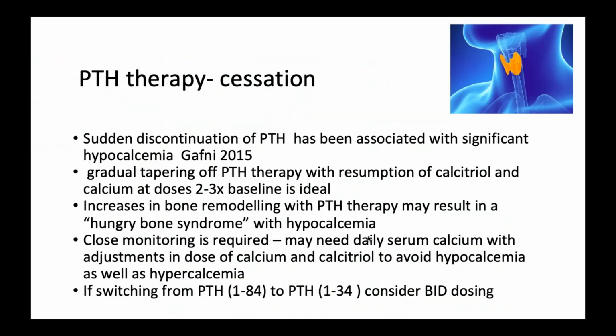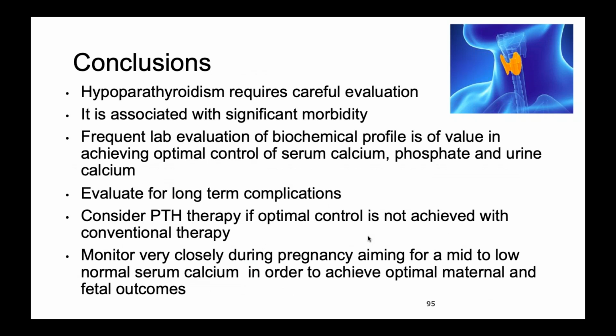Sudden discontinuation of PTH has been associated with hypocalcemia, as published by Gaffney and colleagues. Gradual tapering off PTH therapy with resumption of calcitriol and calcium at doses 2 to 3 times what we were using at baseline is ideal because of the concern of increases in bone remodeling and the increased requirements for calcium and calcitriol. Bottom line is monitor the patients very closely to avoid both hypocalcemia as well as hypercalcemia.